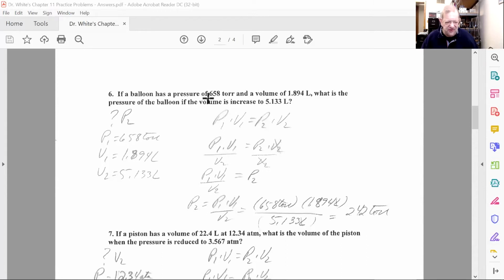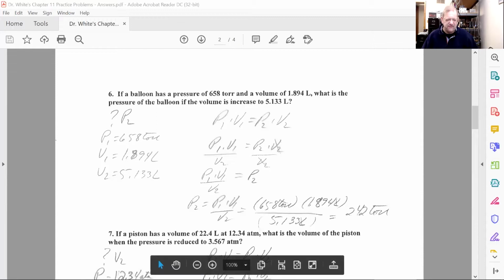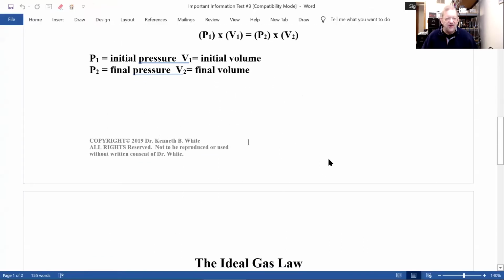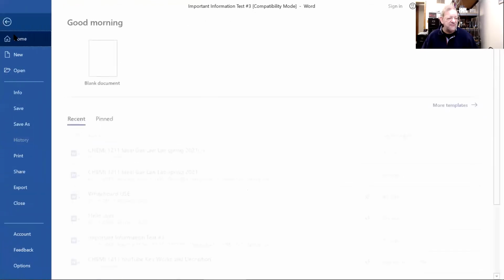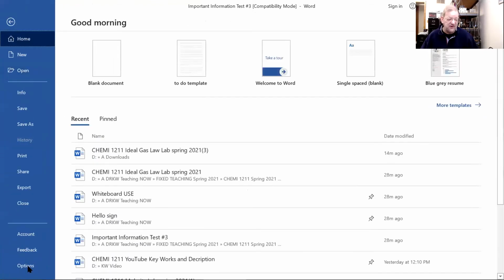As soon as you see that, you know it's Boyle's law. And if you look over in important information, test number 3, Boyle's law: P1 times V1 equals P2 times V2. P1, initial pressure. Hold on 1 second. Maybe more than 1 second.